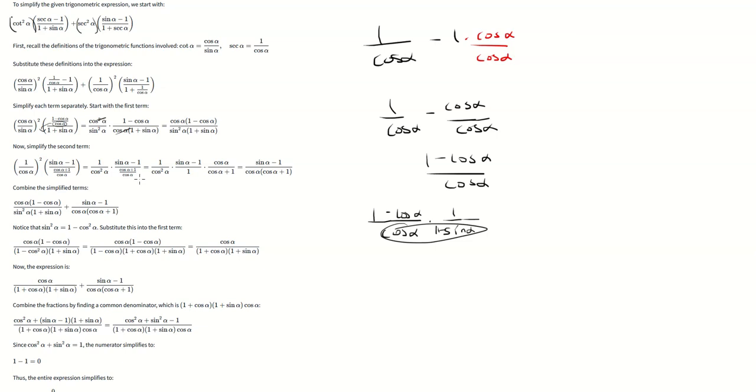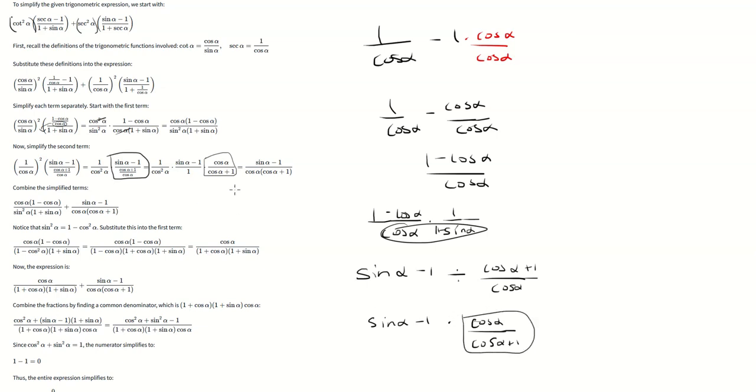Now, for this one, we break this up. So here we have, for this guy right here, sine alpha minus 1, you're dividing it by cosine alpha plus 1 over cosine alpha, which is really the same thing as multiplying by the reciprocal. So that's sine alpha minus 1 multiplied by cosine alpha over cosine alpha plus 1. So that's this right here. Okay. And the nice thing is that the square is going to cancel with this cosine.